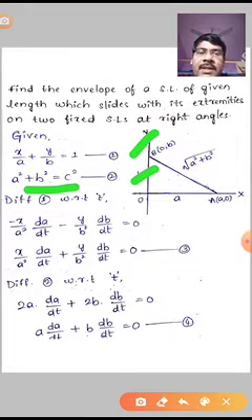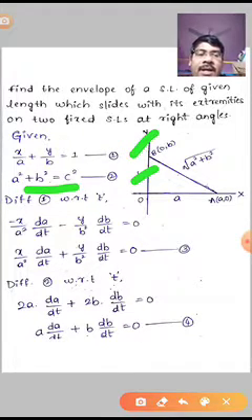Differentiate 1 with respect to t: minus x by a square dA by dt minus y by b square db by dt is equal to 0. Therefore, x by a square dA by dt plus y by b square db by dt is equal to 0. That is equation 3. Differentiate 2 with respect to t: 2a dA by dt plus 2b db by dt is equal to 0. That is, a into dA by dt plus b into db by dt is equal to 0.